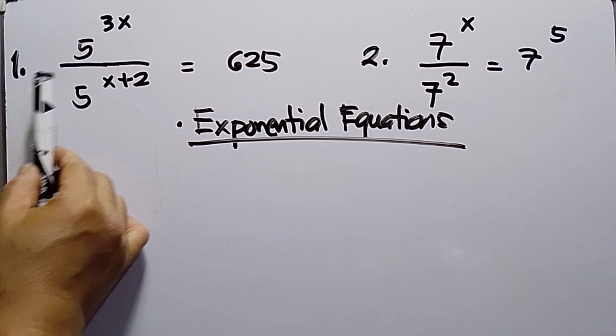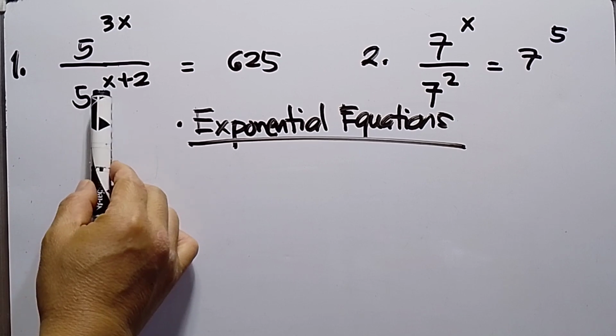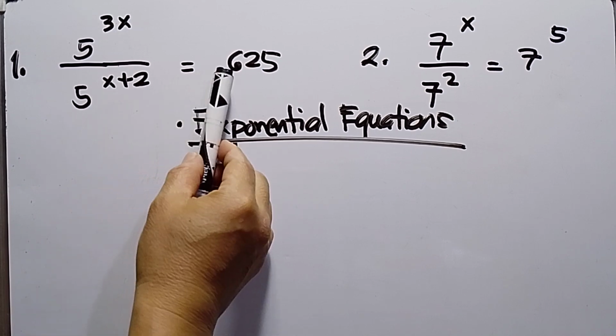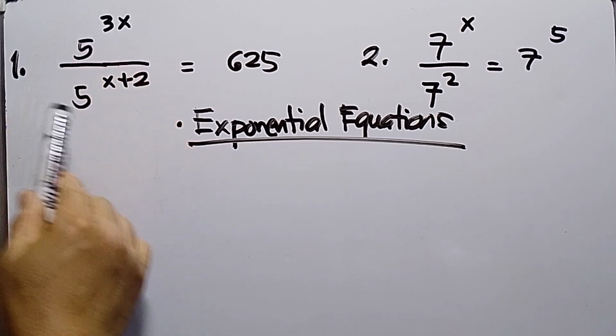So number 1: 5 raised to the power of 3x over 5 raised to the power of x plus 2 is equal to 625. So take note, we will recall our algebra.